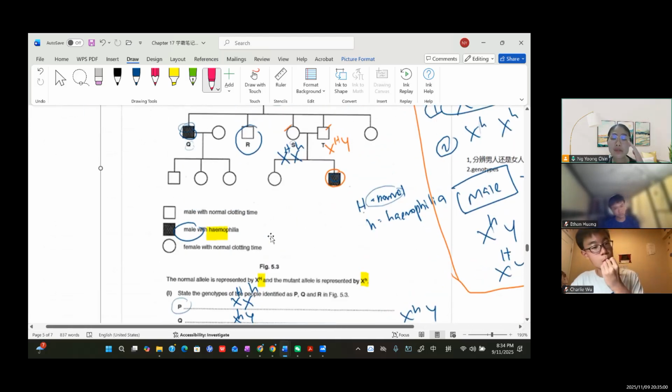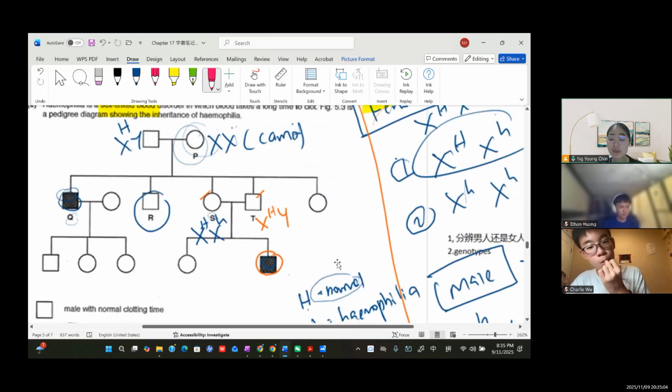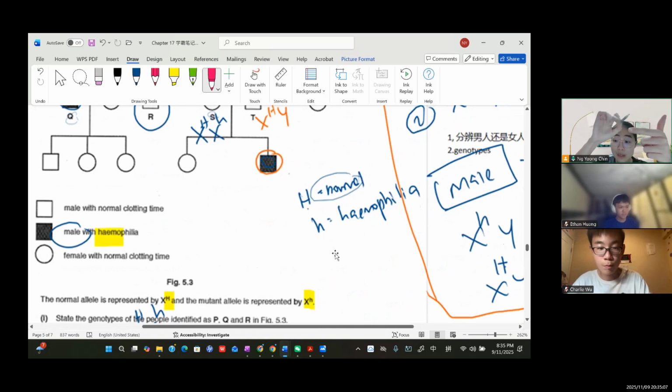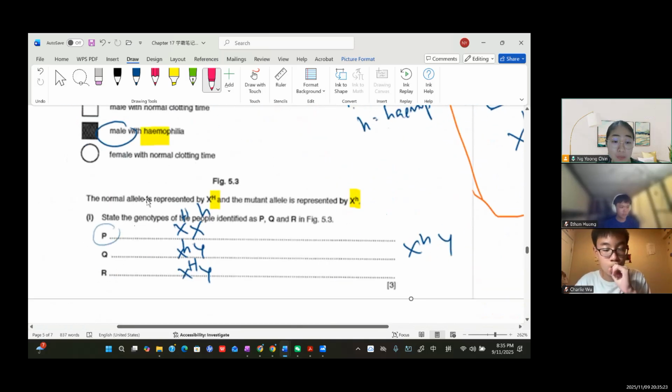During the exam, when they ask you to draw a genetic diagram, you can give a symbol. You should write what your symbol refers to, for example, like this: the big H refers to normal, and the small h refers to hemophilia. When you write this, the marker can understand your answer. If the question already says that the normal allele is represented by the big H and the mutant one by the small h, then you need to follow the question.